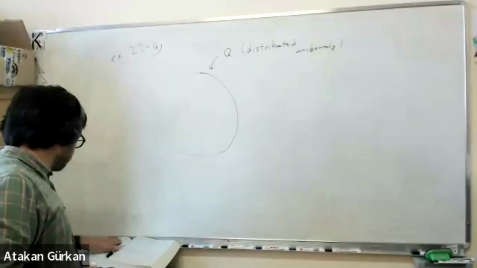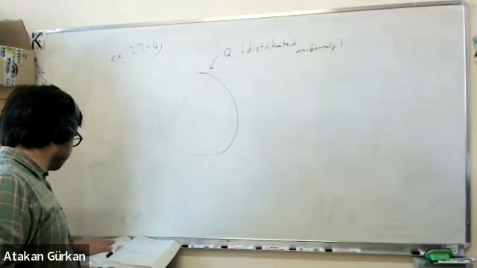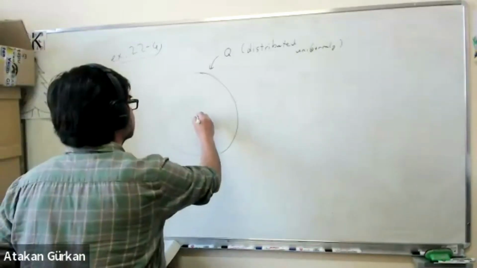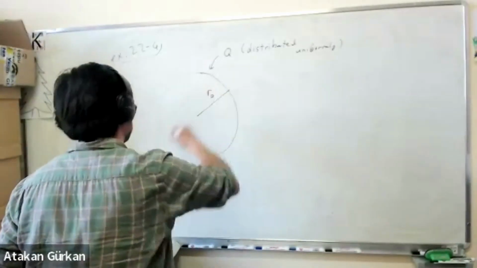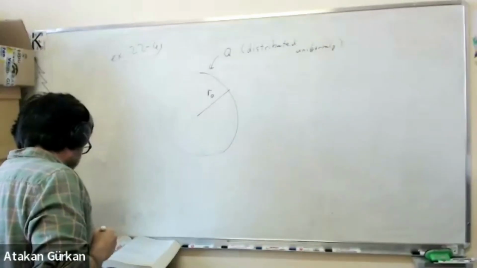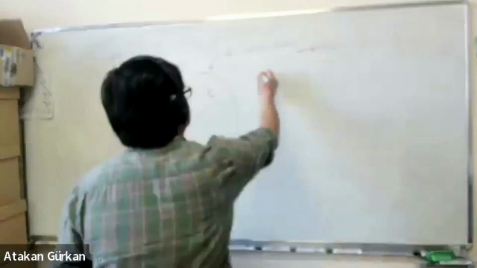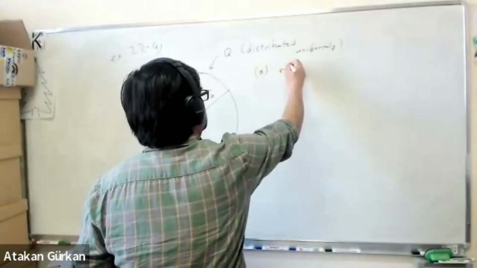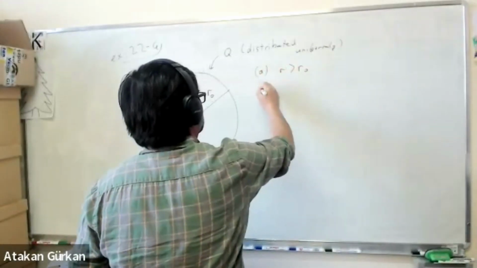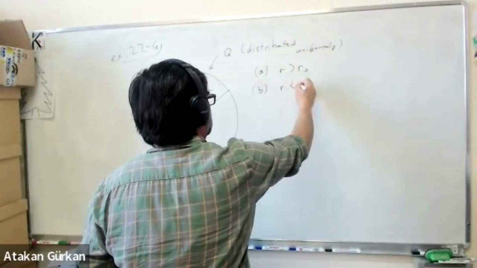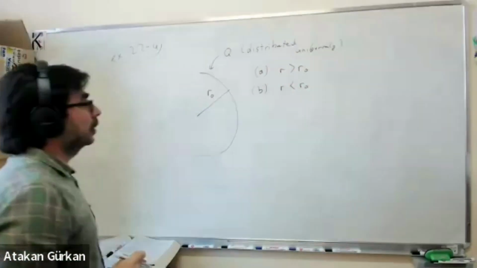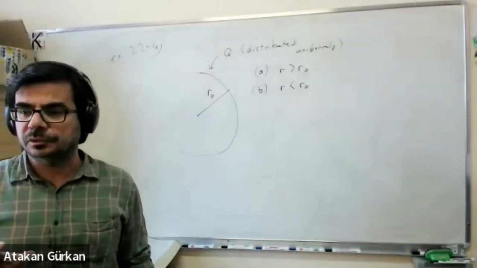Now, we have an electric charge Q distributed uniformly in a non-conducting sphere of radius R naught. So its radius is given. In this figure, determine the electric field outside the sphere and inside the sphere. So two cases: outside the sphere and inside the sphere. Now, outside the sphere, we kind of already solved.